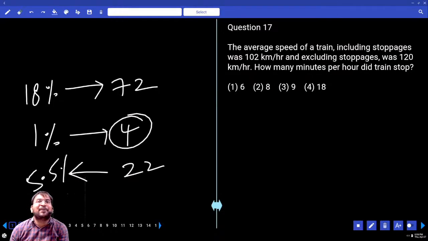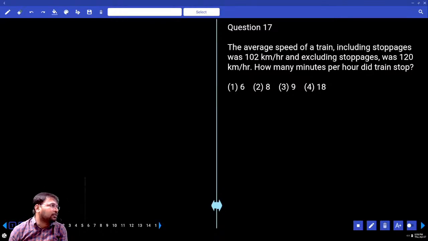Same distance. The distance will be the same. Whenever distance is the same, speed and time are inversely proportional to each other. The speed ratio they gave is 120 is to 102. In which table do 120 and 102 cancel? In the 6 table. Yes or no? 20 is to 17. The speeds are in the ratio 20 is to 17.